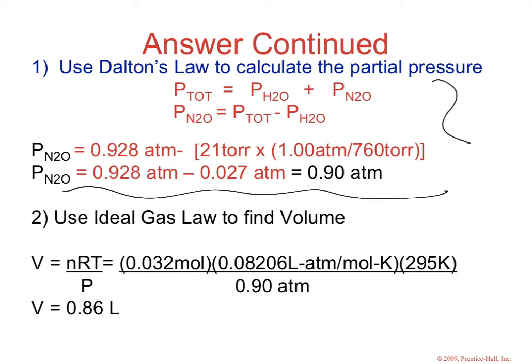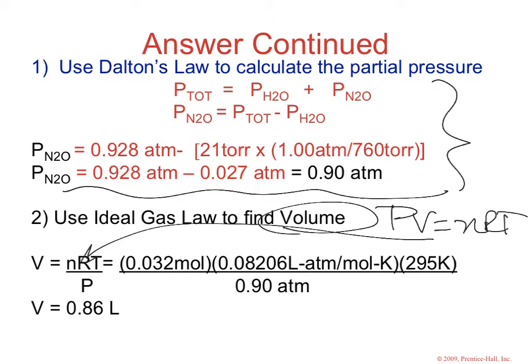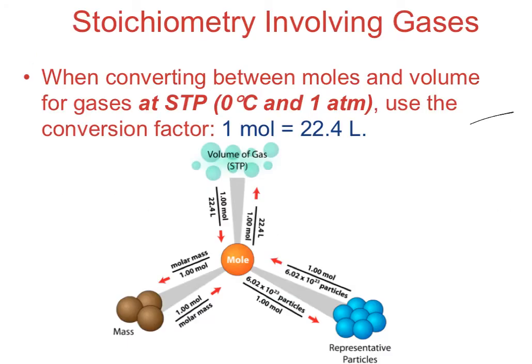All right, so there's just what we did in the last slide, a little bit neater. Now this question asks us for volume, so we're going to start with the ideal gas law. We're going to rearrange it to solve for volume, plug in all the values we have, and here is the volume of just the dinitrogen monoxide we collected.